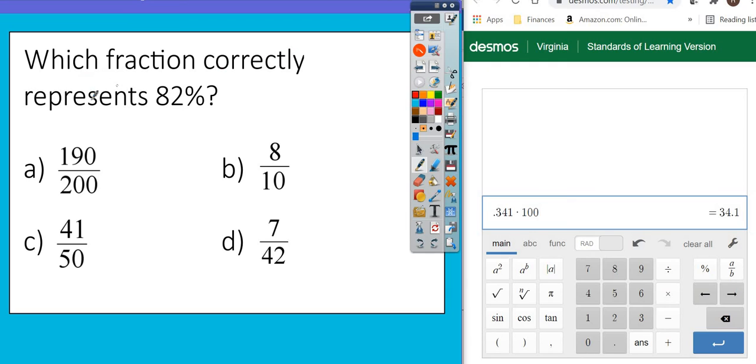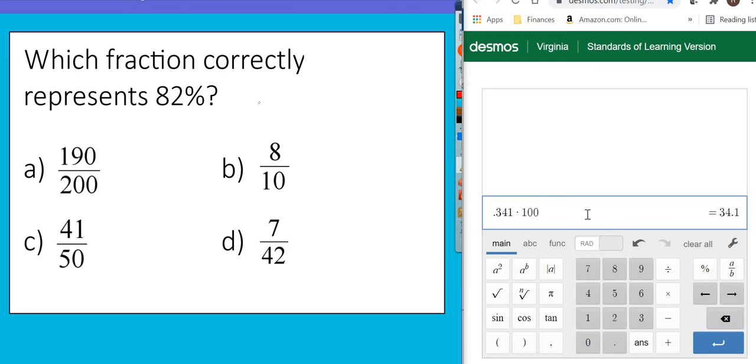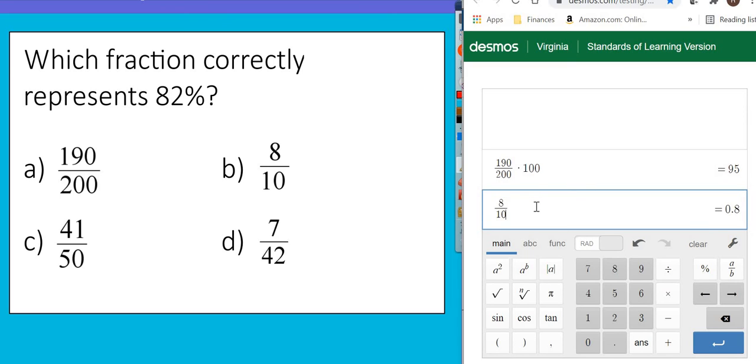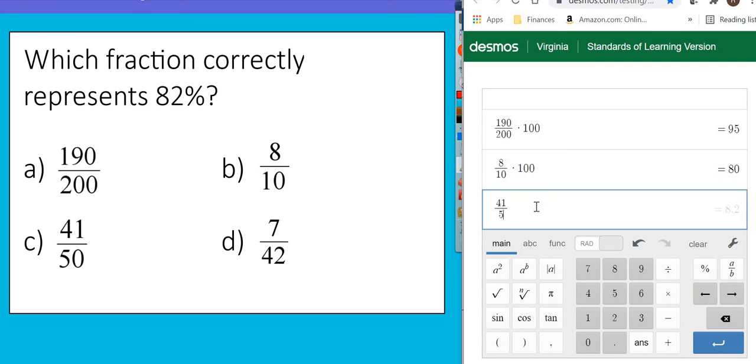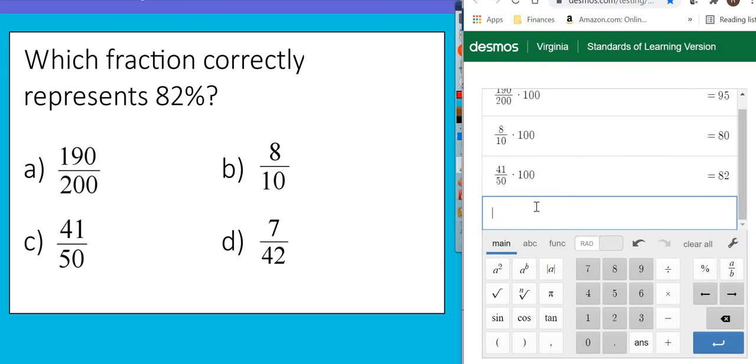All right, it says which fraction correctly represents 82%? Well, we've got 4 fractions there and we have to figure out what they are as percentages. So to do that, you put them in the calculator, you move your cursor over, and you multiply times 100. And let's go ahead and do all 4. That was A. Now let's do B. Now let's do C. And then let's do D.